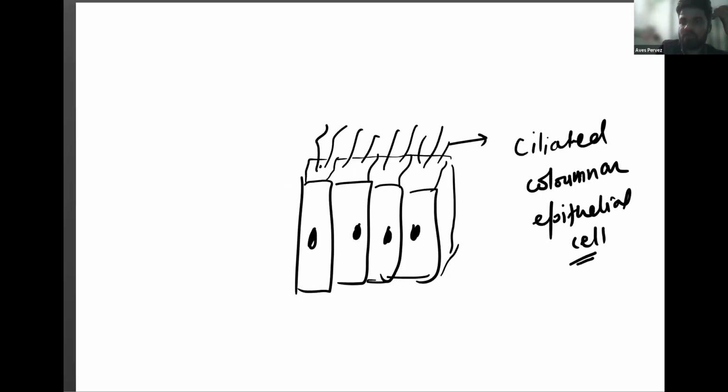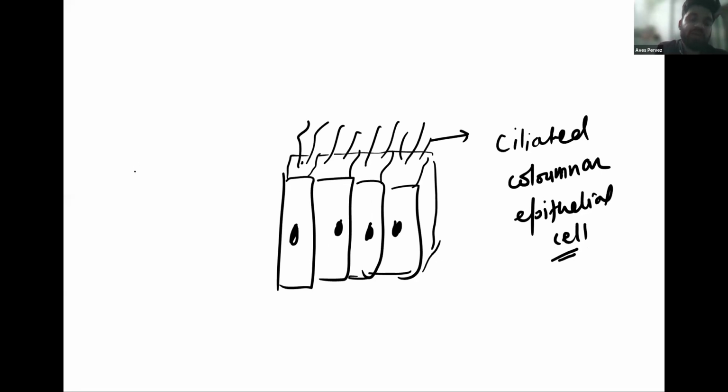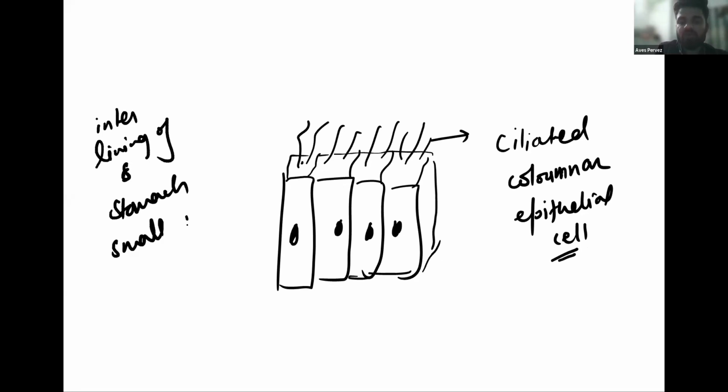Lining of stomach. Yes, they are present in the inner lining of the stomach and small intestine. Mainly they are just providing the support.